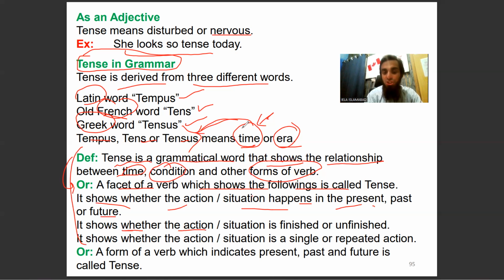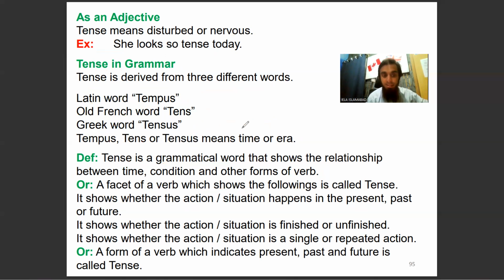It shows whether the action or situation happens in the present, past, or future. It shows whether the action is finished or unfinished. It shows whether the action is single or repeated. If repeated, we say, I am doing this, which means continue, continue, continue, right? I am working means right now, continuing. So the ing form of verb. It is also the quality of a tense. The last sentence you can see on the same slide: a form of verb which indicates present, past, and future is called tense. In simple words, it represents the time period of present, past, or future.